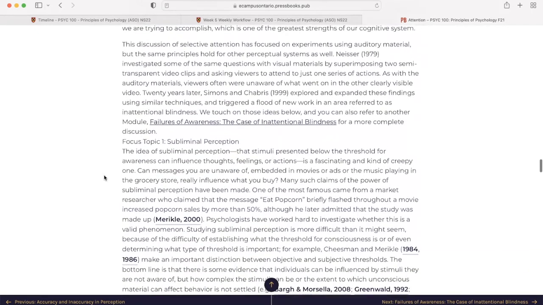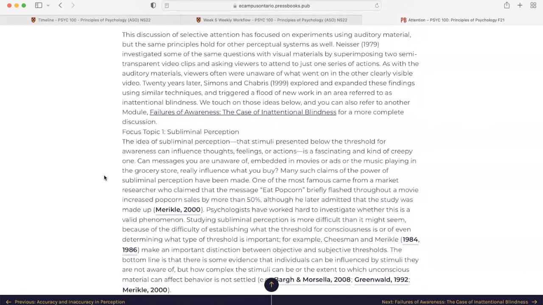This discussion of selective attention has focused on experiments using auditory material, but the same principles hold for other perceptual systems as well. Neisser investigated some of the same questions with visual materials by superimposing two semi-transparent video clips and asking viewers to attend to just one series of actions. As with the auditory materials, viewers often were unaware of what went on in the other clearly visible video.